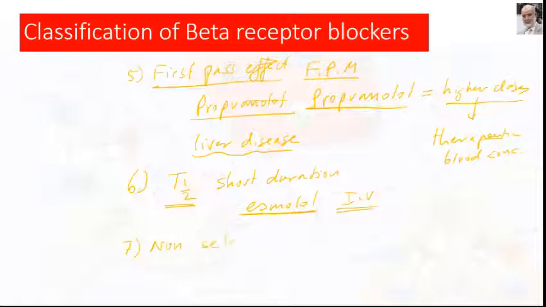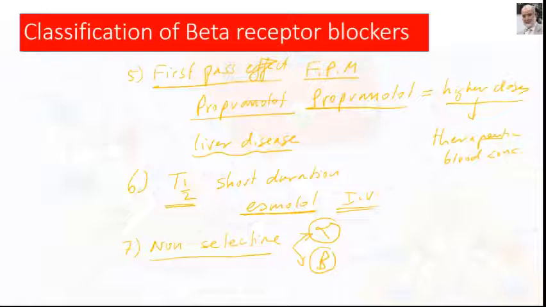Non-selective. What do we mean by non-selective? Adrenergic antagonists that block both alpha and beta receptors at the same time. Why do they block alpha and beta? Because they are present as isomers. One isomer blocks the alpha receptor and the other isomer blocks the beta receptor.